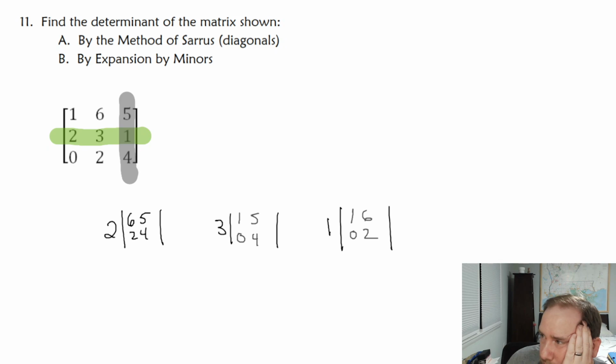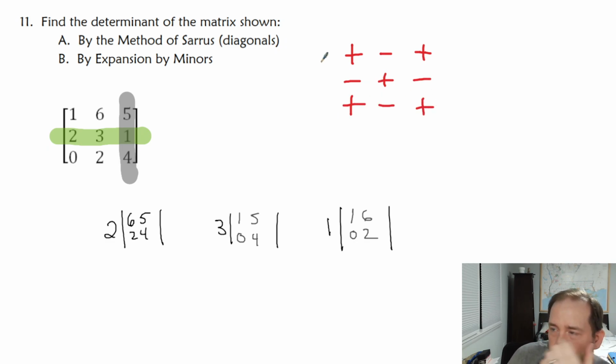The whole reason I'm doing this again is to remind you that across row 1 the sign pattern was plus, minus, plus. But across row 2 the sign pattern is minus, plus, minus. And across row 3 the pattern would be back to plus, minus, plus. That means this negative applies to the 2. It's basically telling you not to subtract, but to change the sign of 2 to negative 2. Then it's telling you to go ahead and add this term now, and now go ahead and subtract this last term.